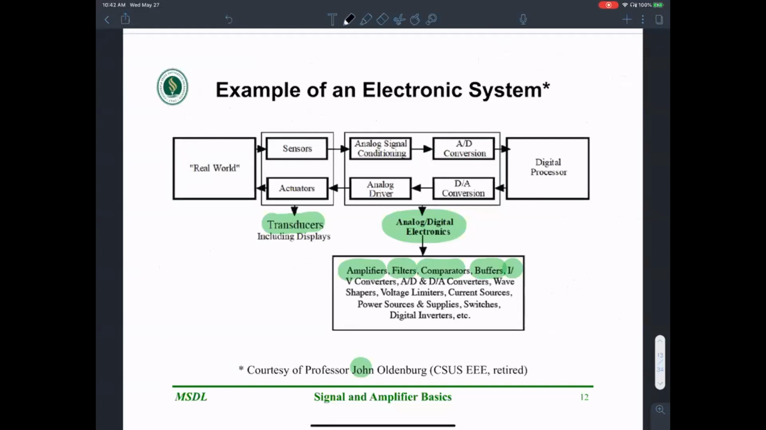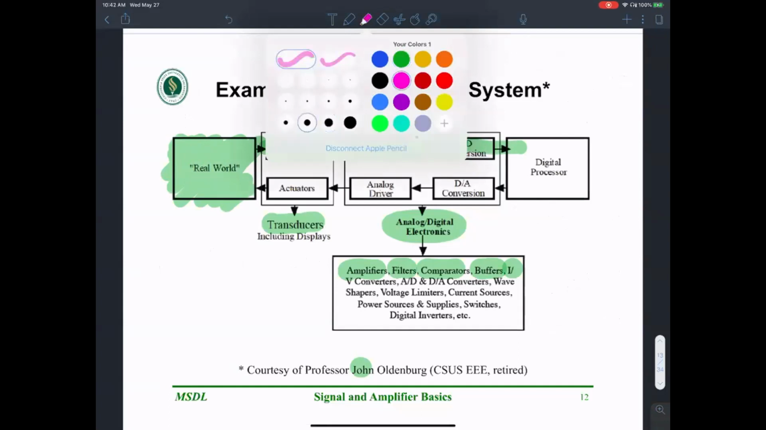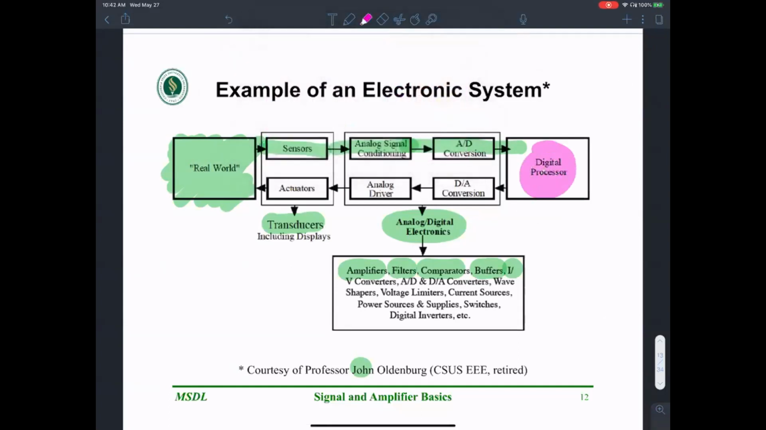Okay, so from the real world, sensors gather information. They do some kind of processing in the analog domain and then convert the signals into the digital domain. Once in the digital domain, most of the signal processing is done by the microprocessor. Once the signal processing is done, it is converted back to the analog domain, and the analog domain sends it to actuators, which modify the value of the signal in the real world.